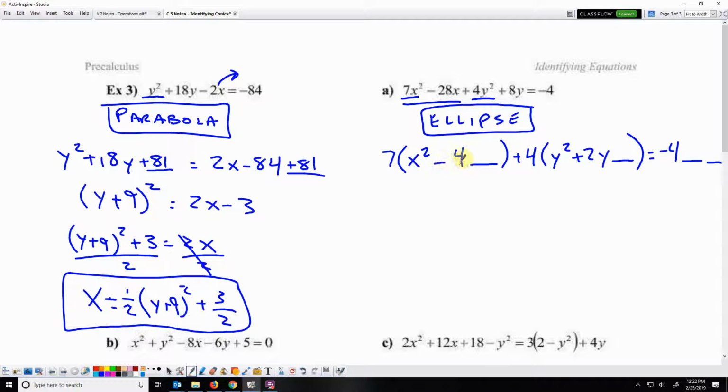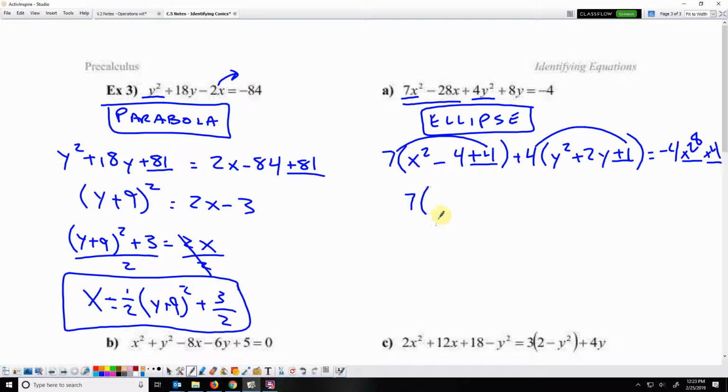Half of negative 4 is negative 2, squared is 4. So I'm adding 4 in this blank. However, I didn't just add 4 to this side, I added 7 times 4. So here I need plus 28. Half of b here is 1, squared is 1. I didn't just add 1 though, I added 4 times 1, so plus 4.